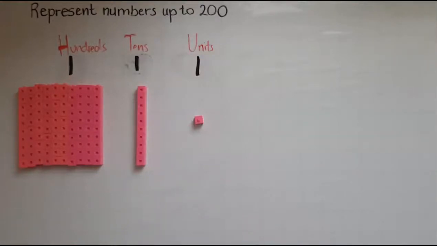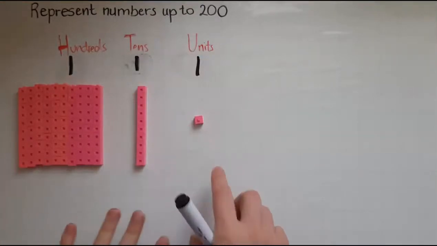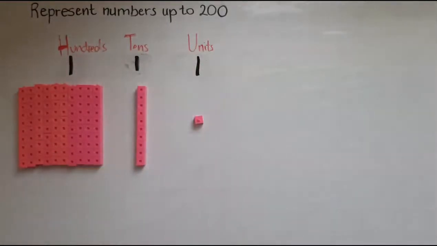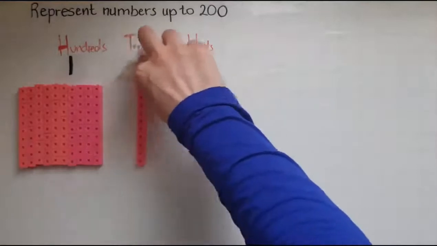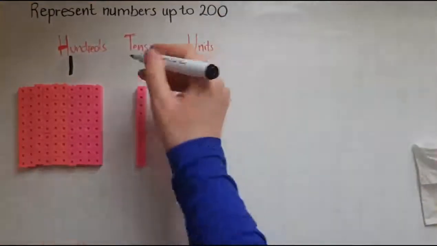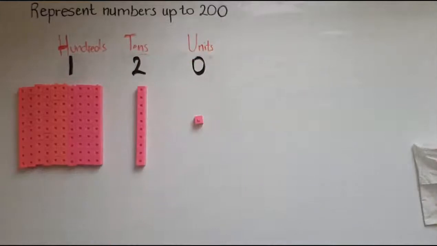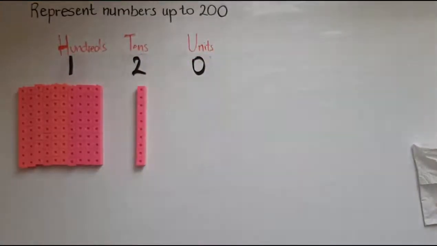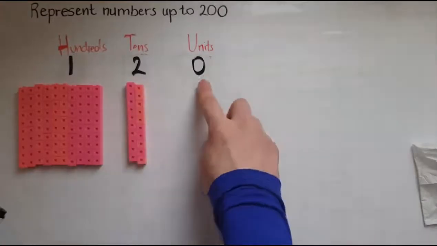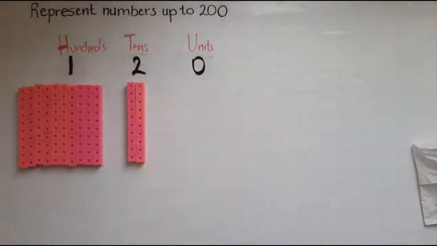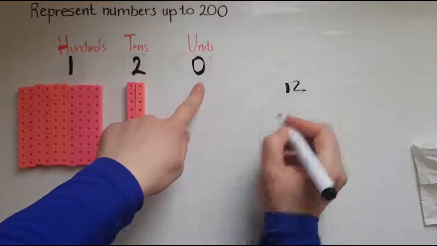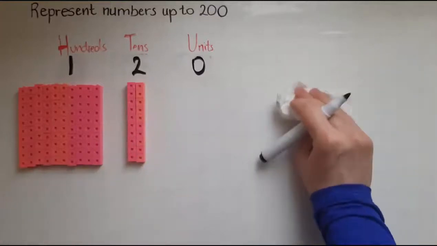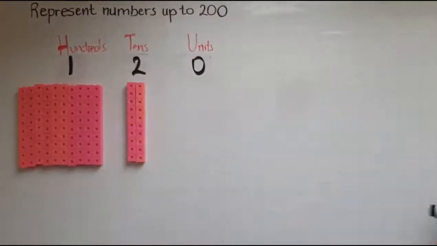If I had 120, so I will change the number to 120. Oh, I want to represent 120. What does this tell me? There are no units, but there are 2 10s. Why do I keep the 0 there? I need to keep it because otherwise the number would read as just 12, and that has a different value from 120. So we've got to have that 0 in there.